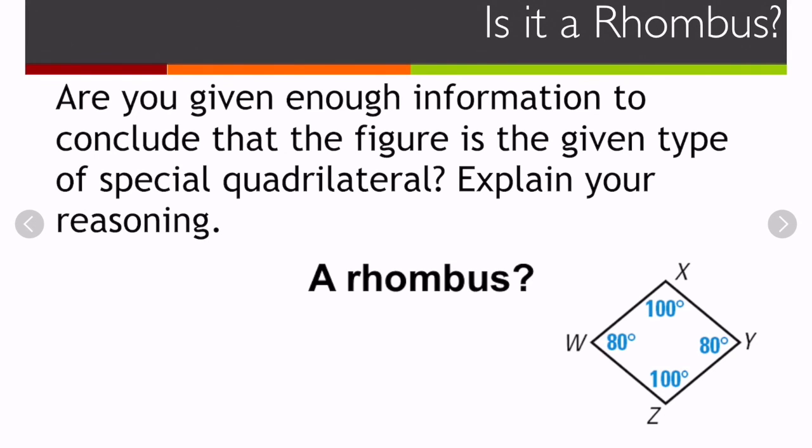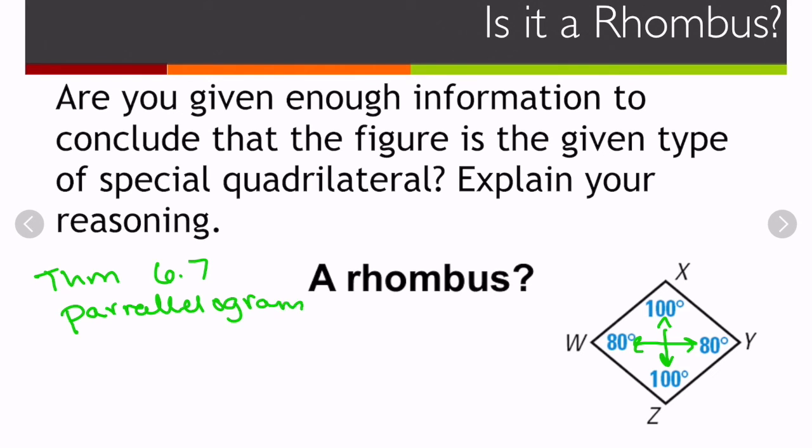Okay, is this a rhombus? Well, the first thing I notice is that we have 4 angles: 100, 80, 100, 80. Opposite angles seem to be congruent. Angle X is congruent to angle Z. Angle W is congruent to angle Y. We know that by theorem 6.7, this is a parallelogram. Theorem 6.7 says that if opposite angles of a quadrilateral are congruent, it's a parallelogram.